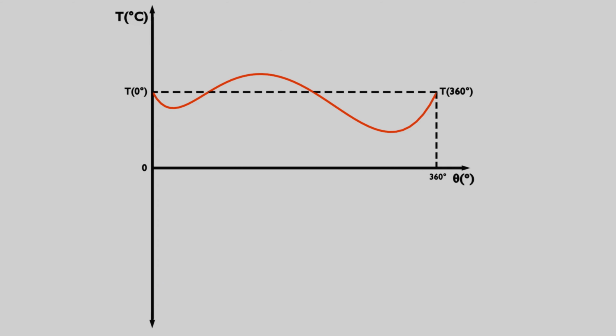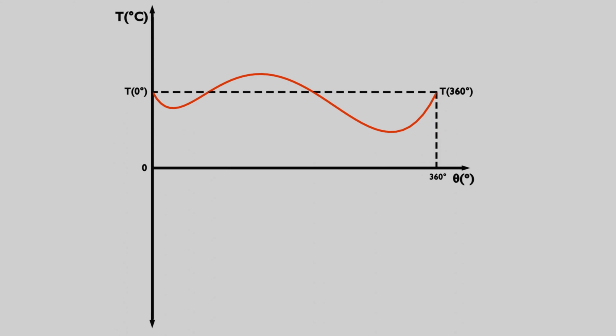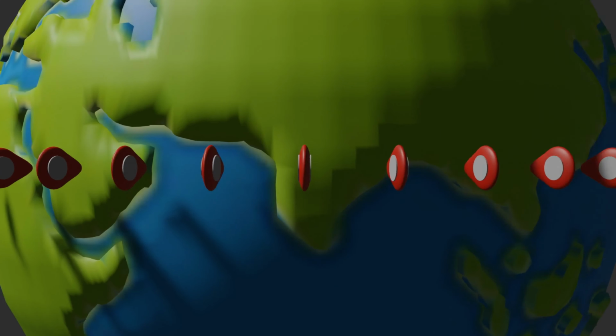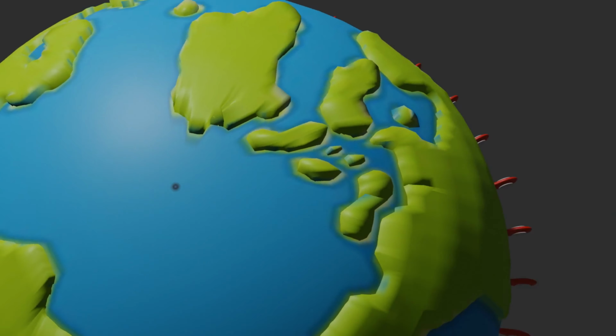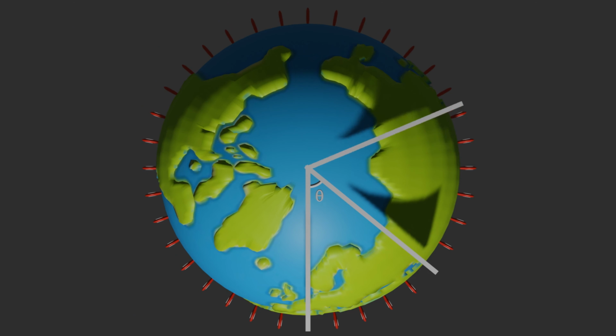When the angle equals 0, our function would output the temperature at our initial position on the equator. When the angle equals 180 degrees, our function would output the temperature on the opposite side of the Earth from our initial position. At any angle around the equator, we could find the temperature on the opposite side of the Earth by simply substituting this angle plus 180 degrees into our temperature function.